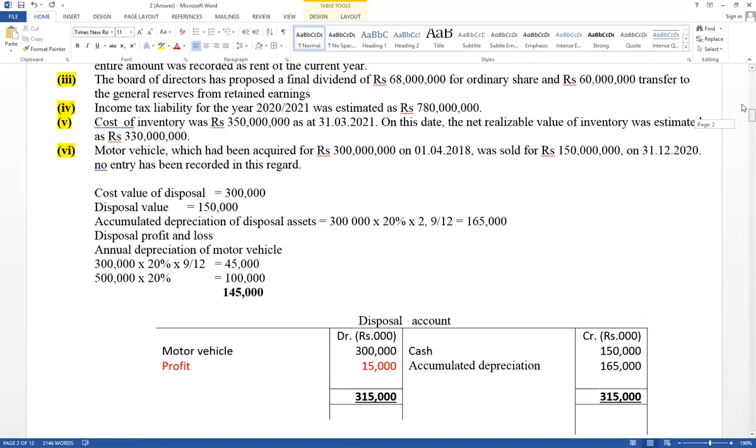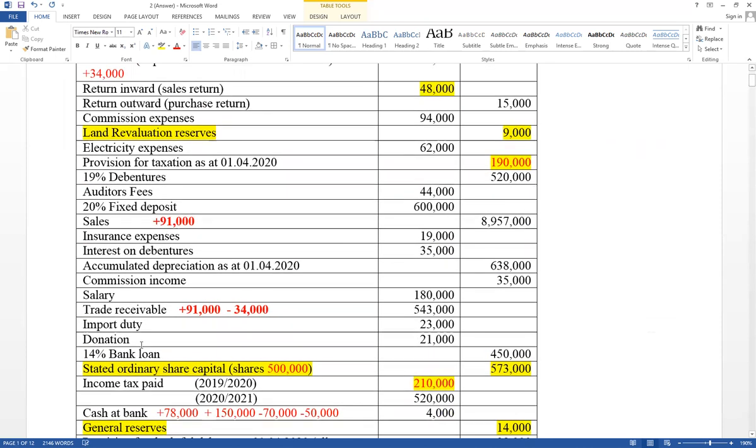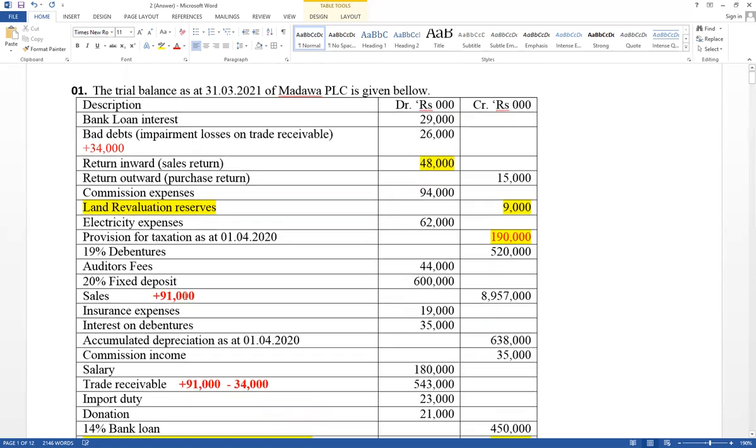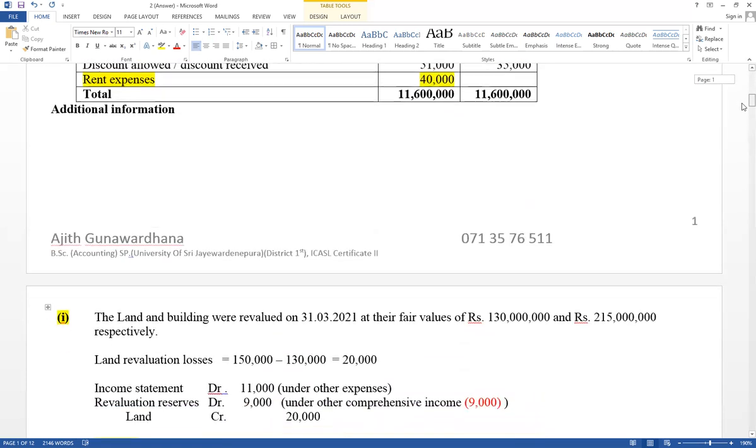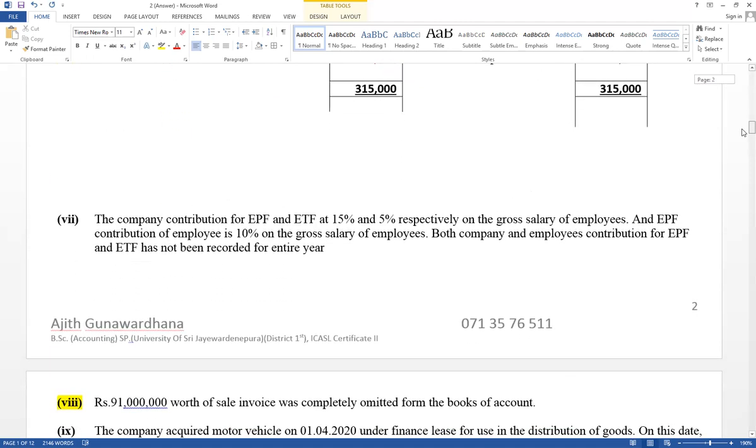Think about trial balance. It has given salary. It means part of adjustment has been recorded. Trial balance it has given salary account balance 108,000. Therefore, balance part should be done. Try to recognize whether the salary available in the trial balance is net or gross salary. It has given company contribution for EPF and ETF 15% and 5% respectively on the gross salary of the employees, and EPF contribution of employee 10% on the gross salary of the employees.